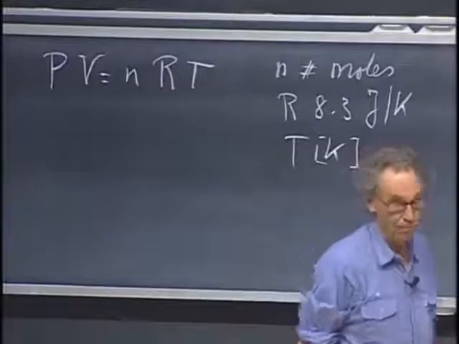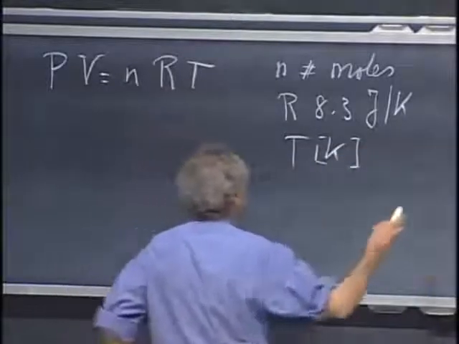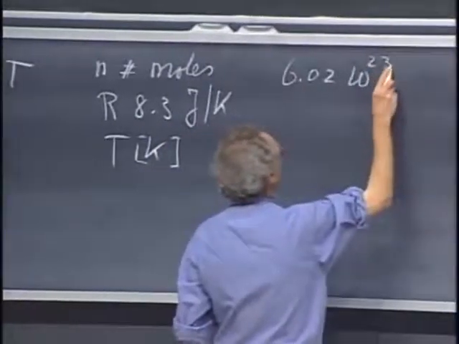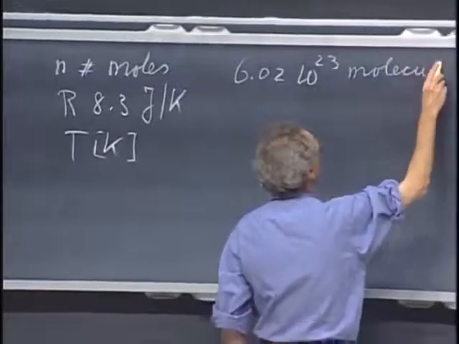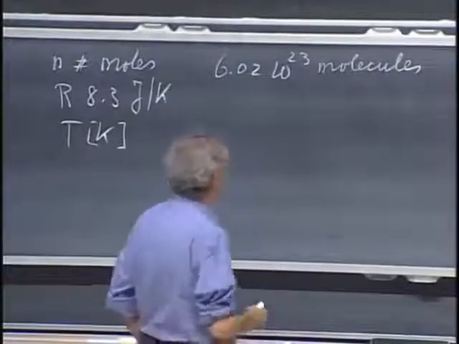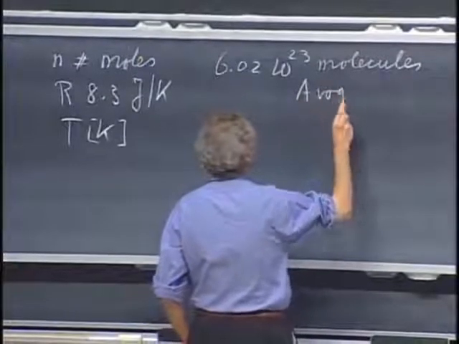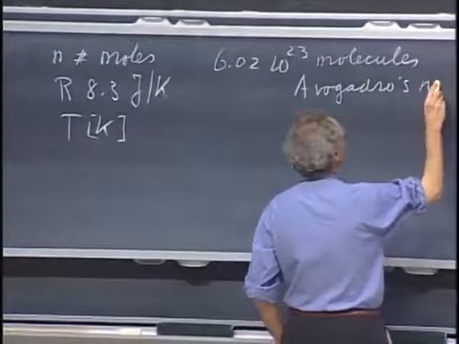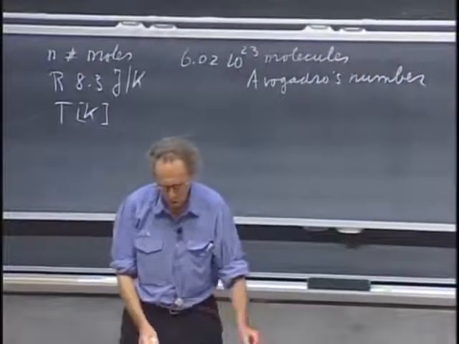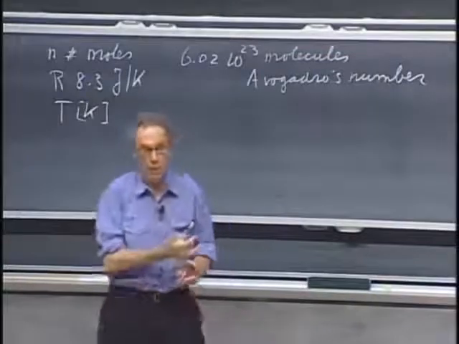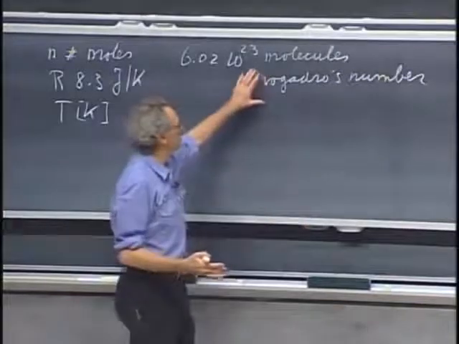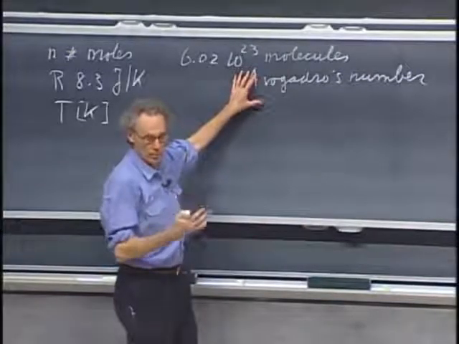So what is a mole? A mole has always about 6.02 times 10 to the 23 molecules, or atoms in the case that you have helium, but I will call that molecules. And this number is called Avogadro's number. That's the definition of a mole. If you take a mole of helium, or a mole of oxygen, or CO2, or N2, it doesn't matter, always has this number of molecules, approximately.